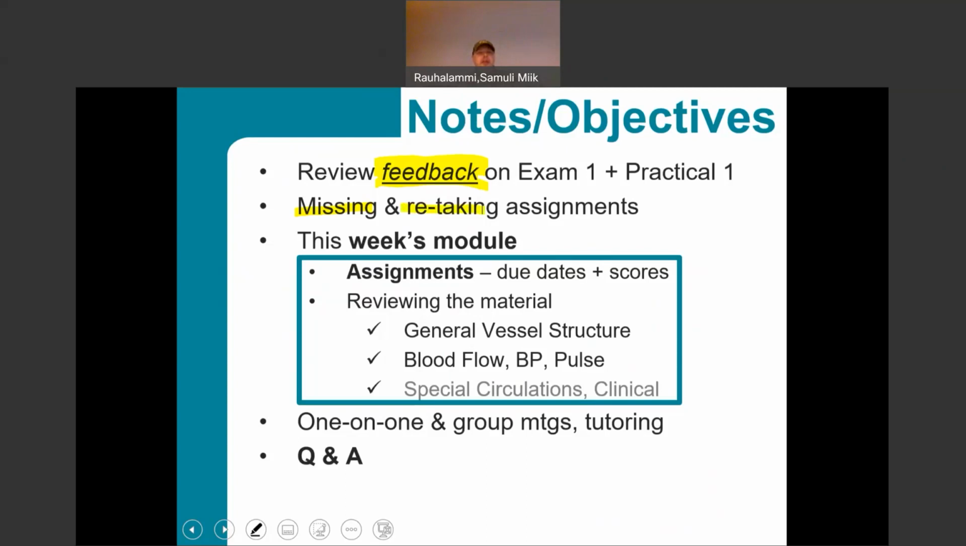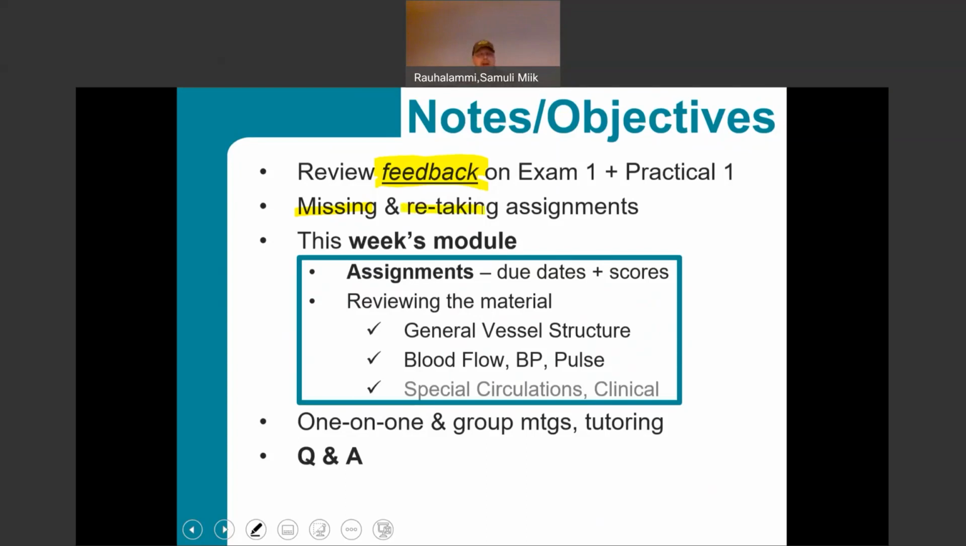Most of our time today is dedicated to reviewing the chapter material. We will look through general blood vessel structure. We will talk about blood flow, blood pressure, and pulse.